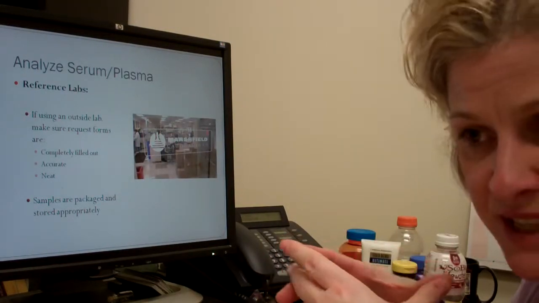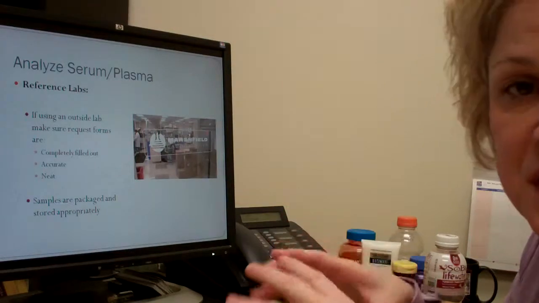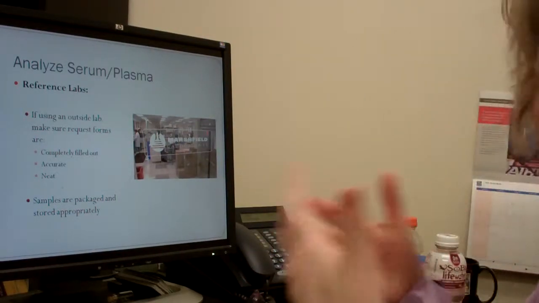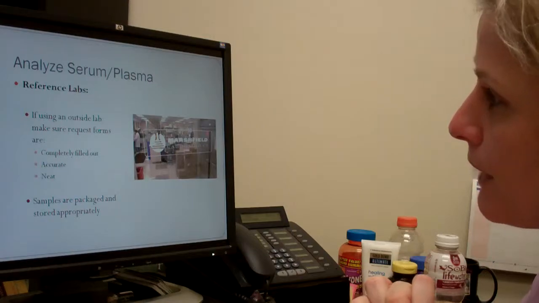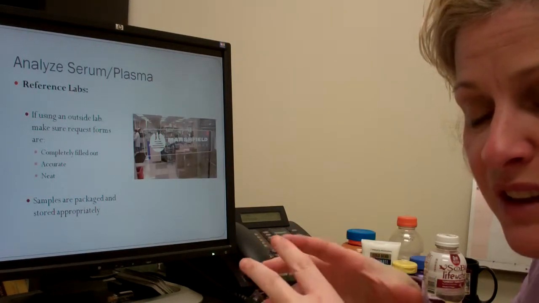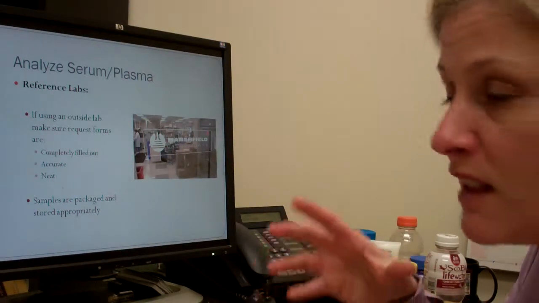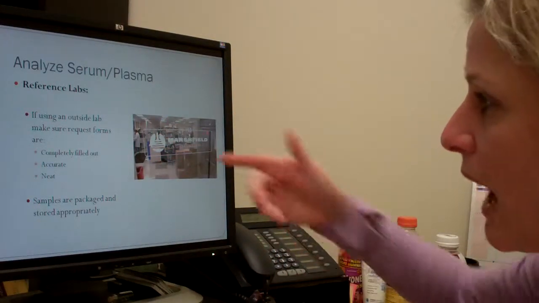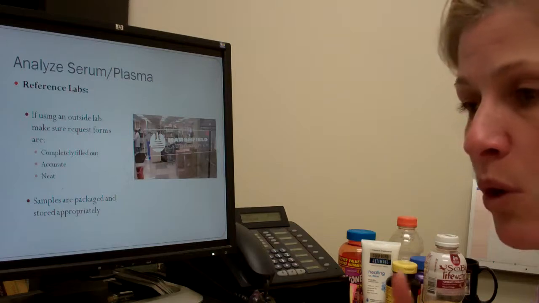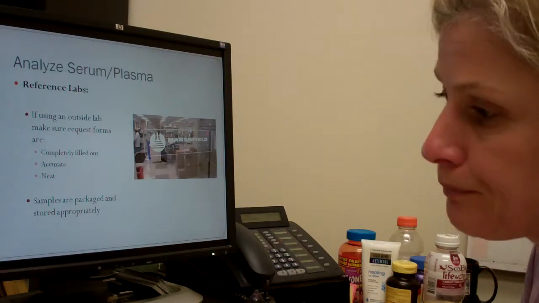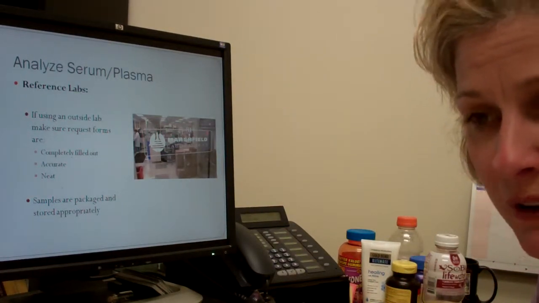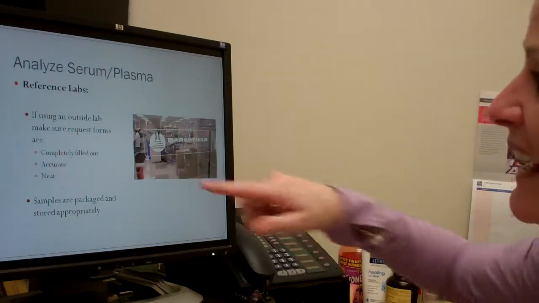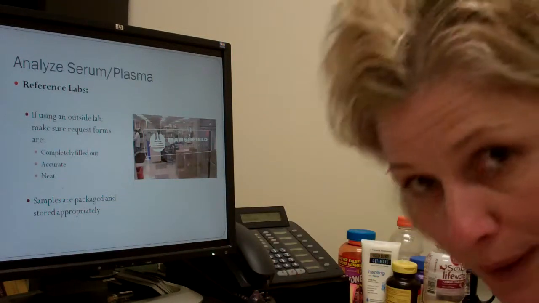Many of our tests that the doctor orders can be done in-house, depending on what sort of machinery you have. If you do not have these pieces of equipment, then you have to send it out. And these are referred to as reference labs, so outside labs. They will have requisition forms for each test. So you have to fill out the forms accurately and neatly so that they can read it.